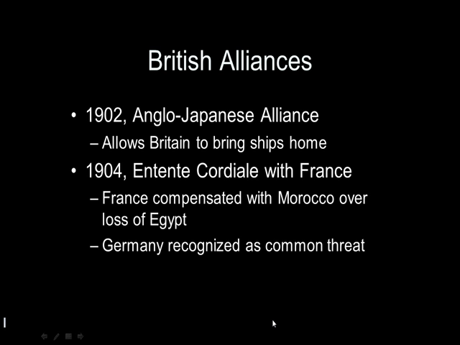Done. 1904, the Entente Cordiale, or Friendly Entente, was signed. It wasn't a military alliance yet, but it was an understanding that whatever problems we have, we have a bigger problem with Germany. So let's work this out, this whole Morocco-Egypt thing.